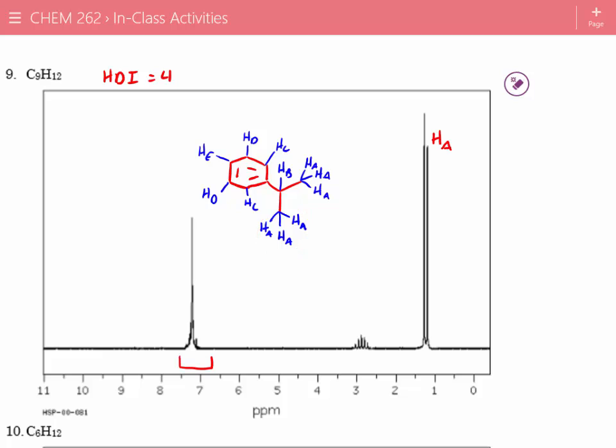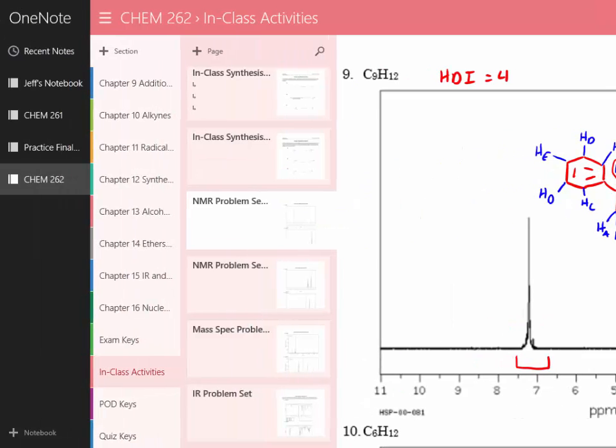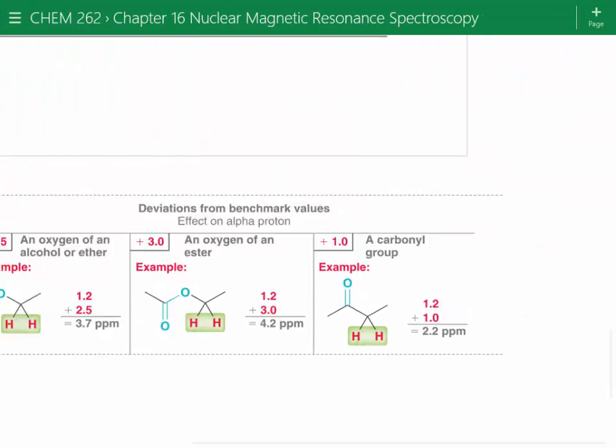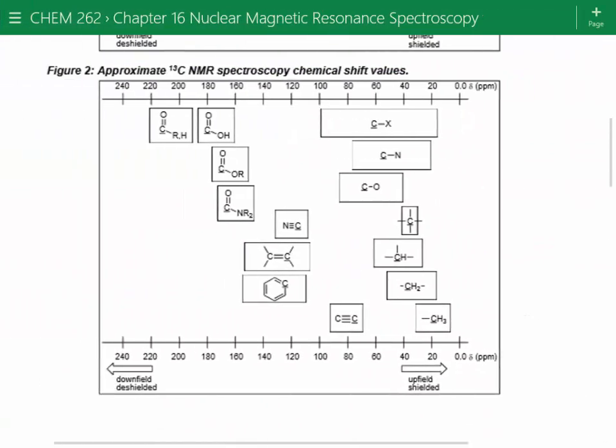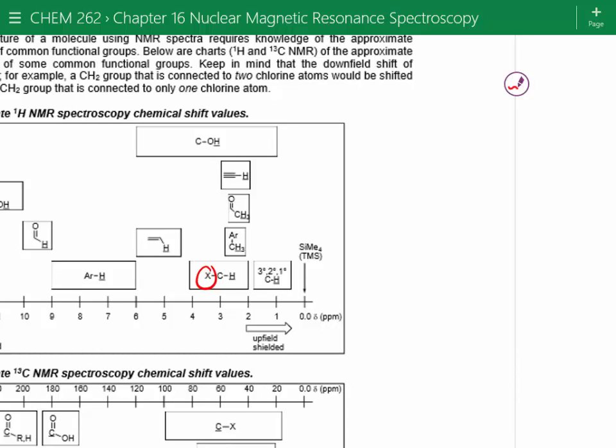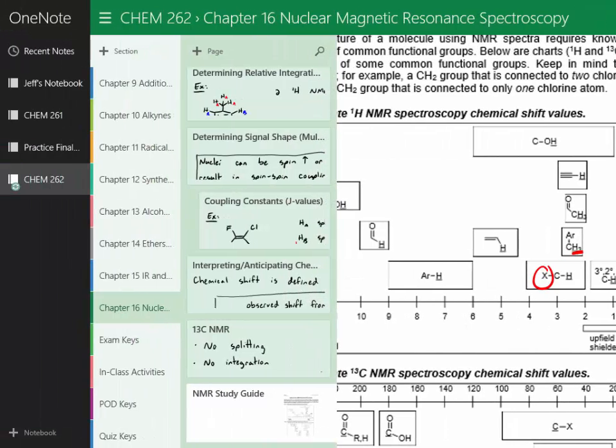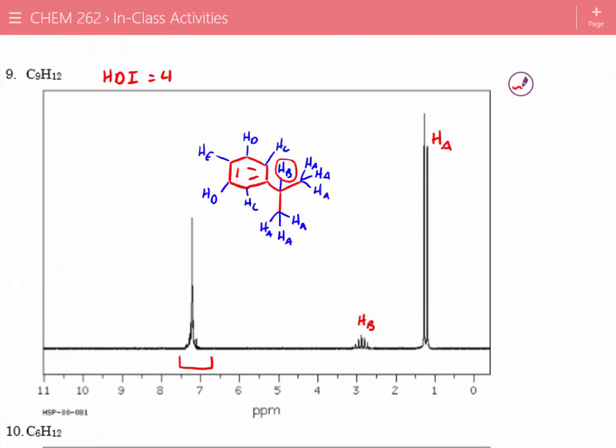Okay, that works. What about HB over here? HB has 6 3-bond neighbors, which means it's going to be split into a sextet. So maybe it's this guy over here. Additionally, we know that HB is on a carbon that's attached to an aromatic ring. So let's go back to the chart. One good trick to use is that these peaks that are carbons attached to aromatic rings typically show up around 2 to 3. So let's go back to our in-class activity. Yeah, it's right around 2 to 3, so that fits pretty well.